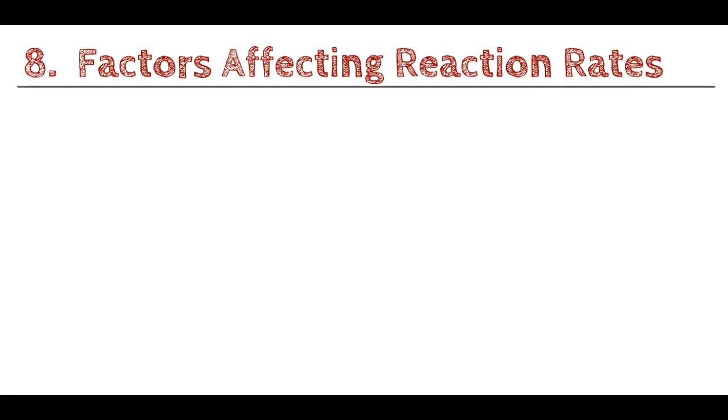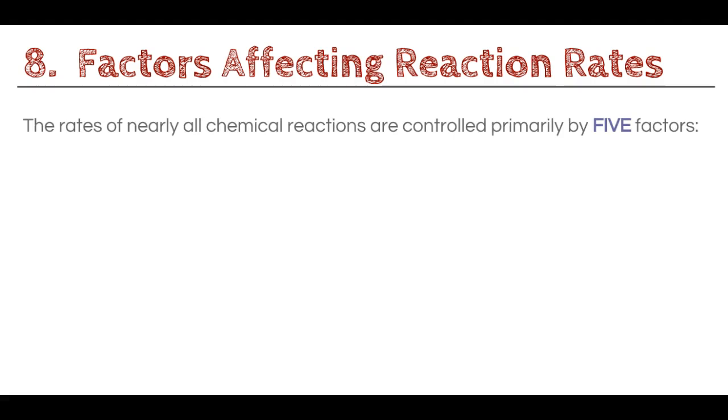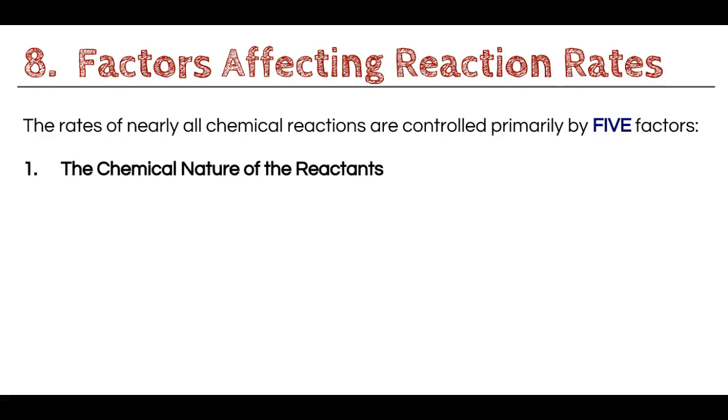Alright, so today, folks, we're going to be learning about factors that affect the rate of a reaction. It turns out that if we look at all chemical reactions and examine the factors that affect how quickly they happen, we narrow it down to about 5 factors. And the first of those factors is the chemical nature of reactants.